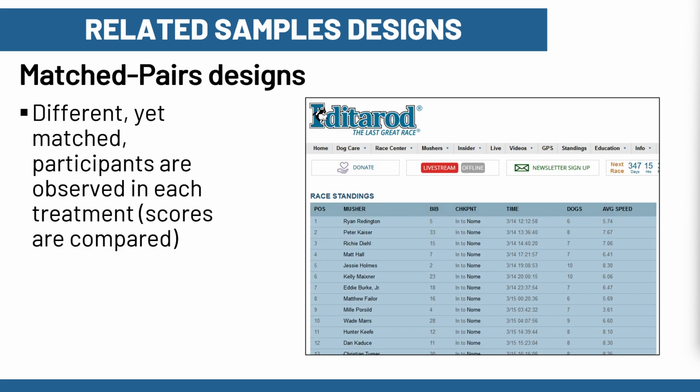Or another example might be like the Iditarod. This is results from this year, 2023. Right? Ultimately, these are different participants, and they're all matched, and they're all going through the same course, and we're comparing their performance on the race. Right? So not as good of an example, but hopefully something that might help if this isn't clicking for you.